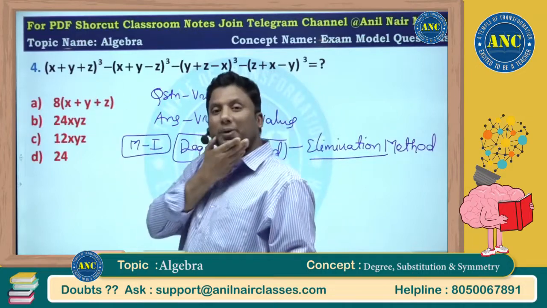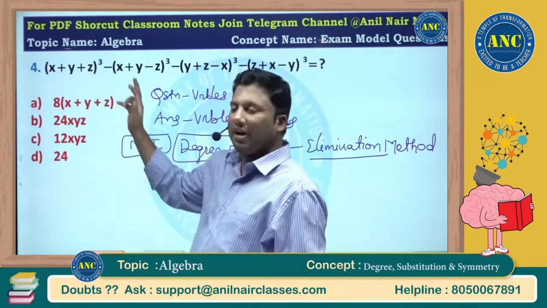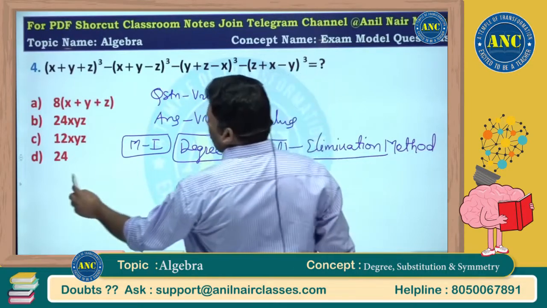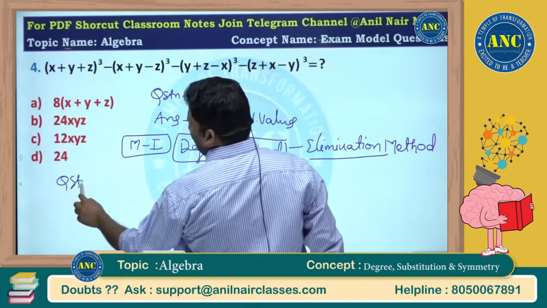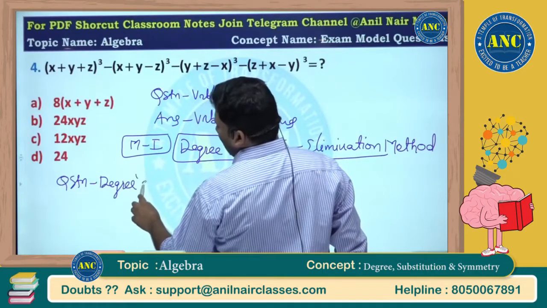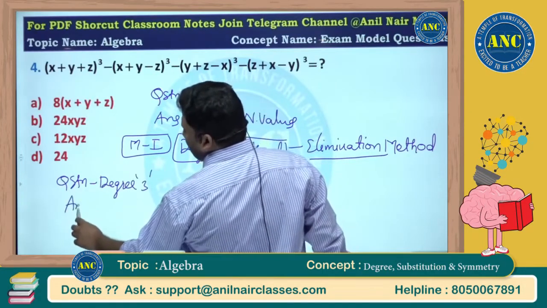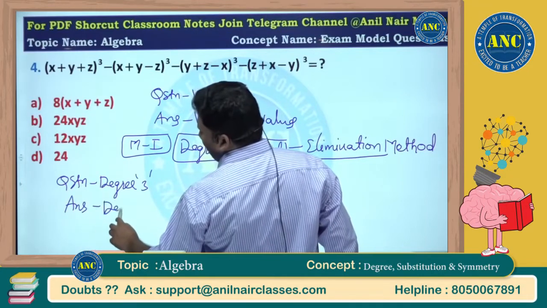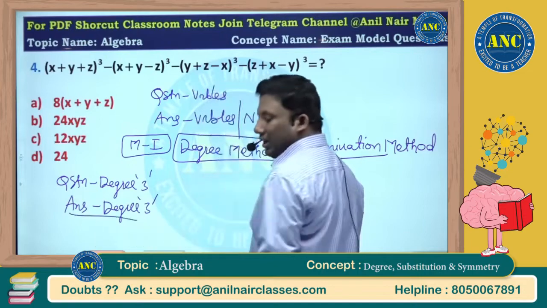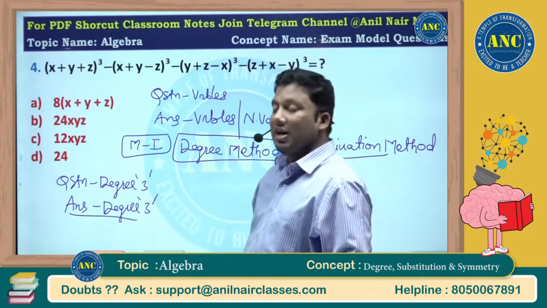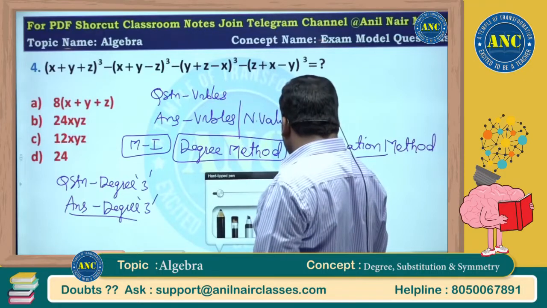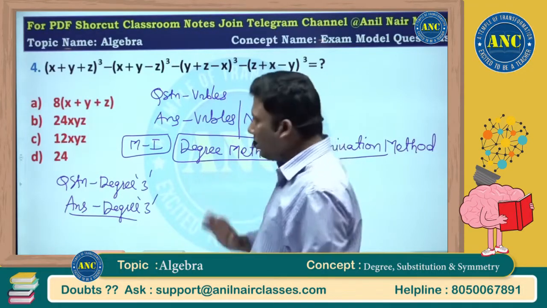Take (x plus y plus z) whole cube, that is x cube, y cube, z cube. Degree 3, degree 3, degree 3. So the question is degree 3. Wherever the degree in the answer is not 3, that cannot be the answer. Again I am repeating, the question degree is 3, and answer wherever it is not 3, this is not the answer.